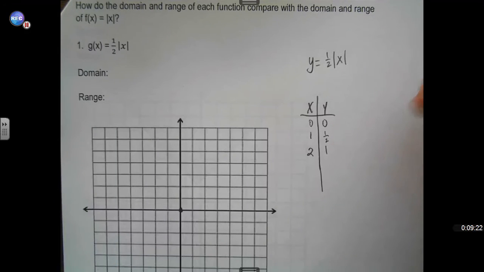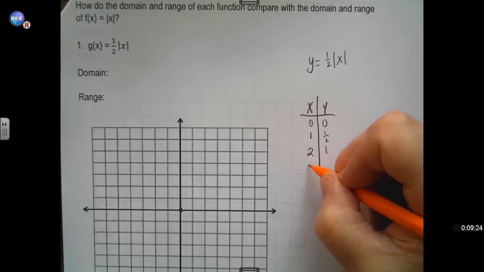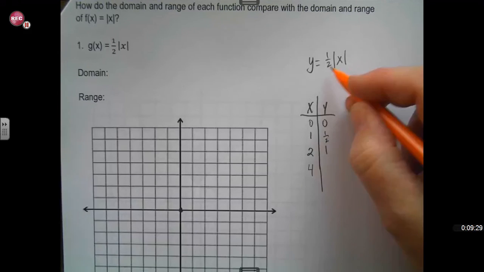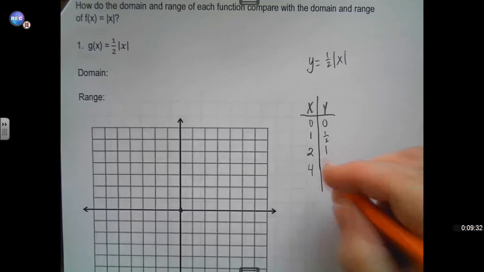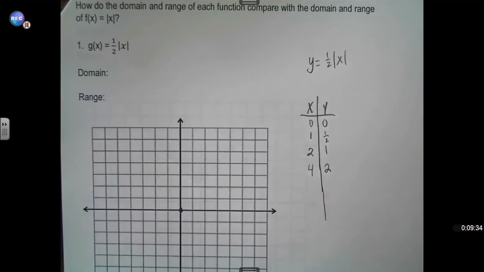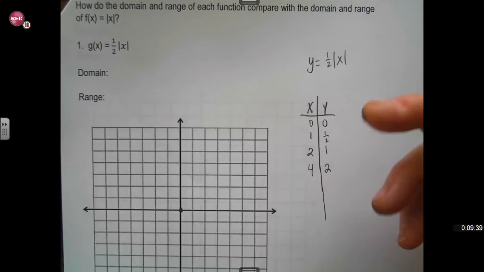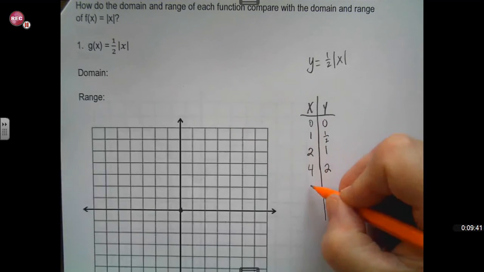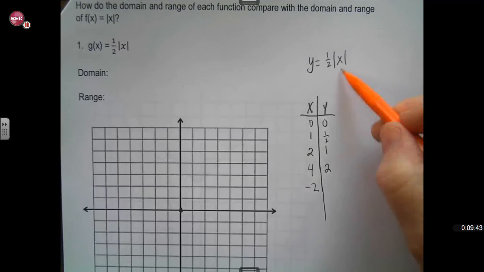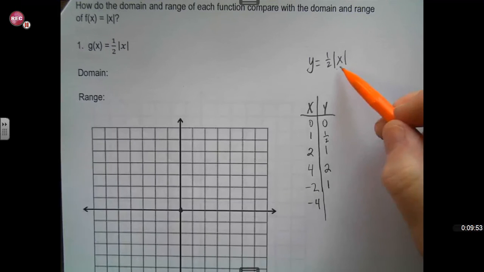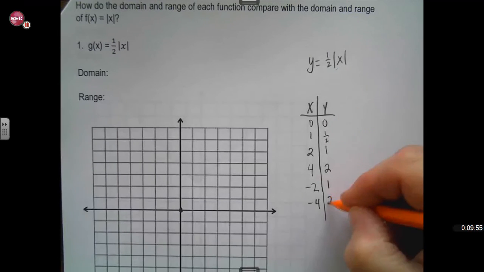And so for that reason, I might skip 3. I might go ahead and jump to 4. The absolute value of 4 is 4, and 1/2 of 4 is 2. I'm not going to be graphing fractions. Now, of course, I need to know what's going on the other side, right? And I could use the axis of symmetry to determine that, or I can just plug in -2. The absolute value of -2 is +2. 1/2 of 2 is 1. I could plug in -4. The absolute value of -4 is 4, and 1/2 of 4 is 2.